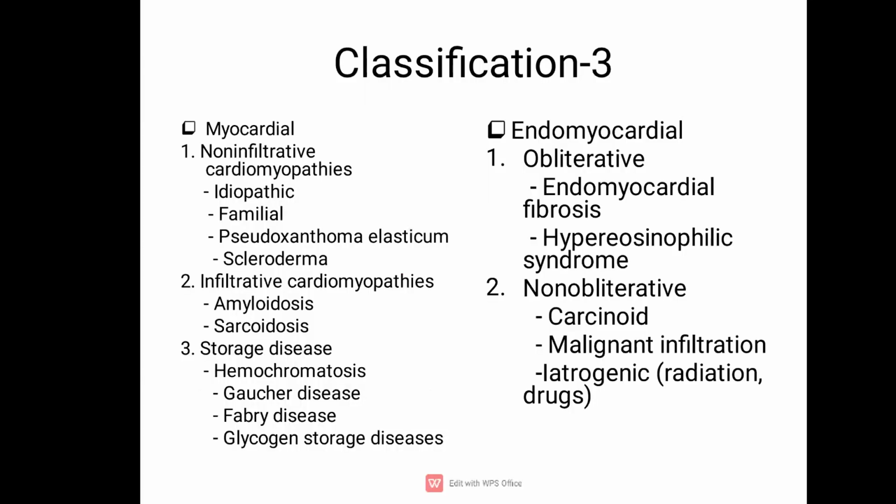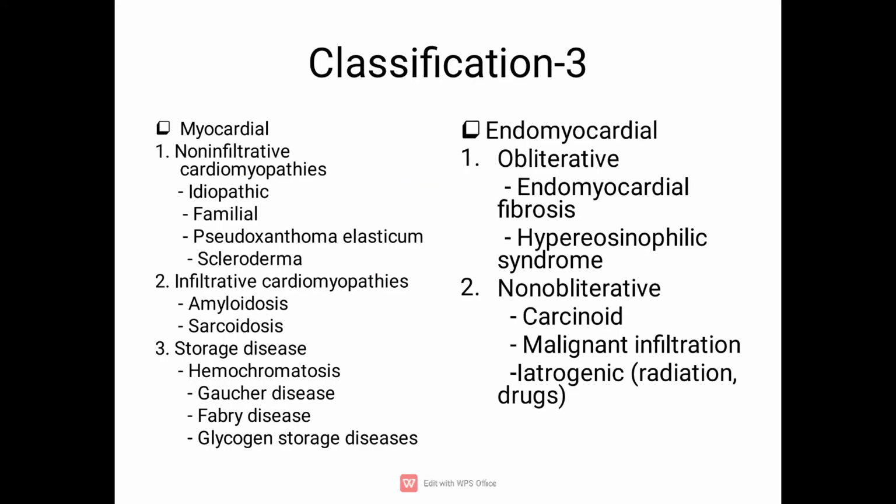Now, this is just a diagram showing another way you can classify restrictive cardiomyopathy. It can be classified as myocardial and then endomyocardial. For the myocardial, you can sub-classify it further into non-infiltrative cardiomyopathies, where you have the idiopathic, familial, pseudoxanthoma elasticum, then scleroderma, systemic sclerosis. Then the infiltrative cardiomyopathies, where you have amyloidosis, sarcoidosis. Then thirdly, under the myocardial, we have the storage diseases: hemochromatosis, Gaucher's disease, Fabry disease, and some other glycogen storage diseases.